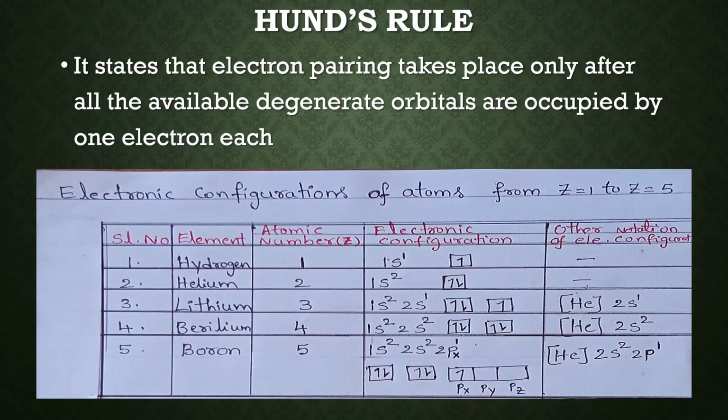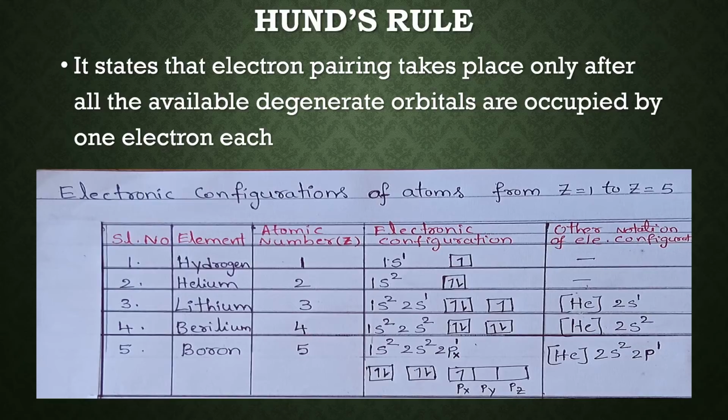Why? Only 2 electrons can occupy one orbital. The maximum number of electrons in an orbital is 2. That's why the third electron enters into 2s orbital. Here, lithium electronic configuration is 1s2, 2s1. Other notation: [He] 2s1. He means helium. Helium electronic configuration is 1s2.